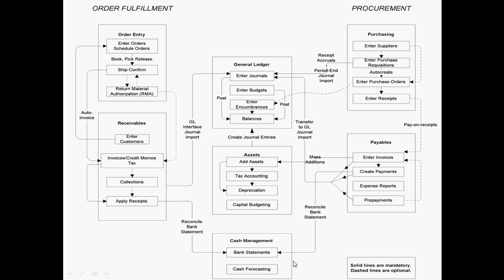But a lot of this has changed with the specially designed bank module in R12. So there's a lot of difference, but from a high level process perspective, the procure to pay process works like this. And now we go to talk about the order to cash process.